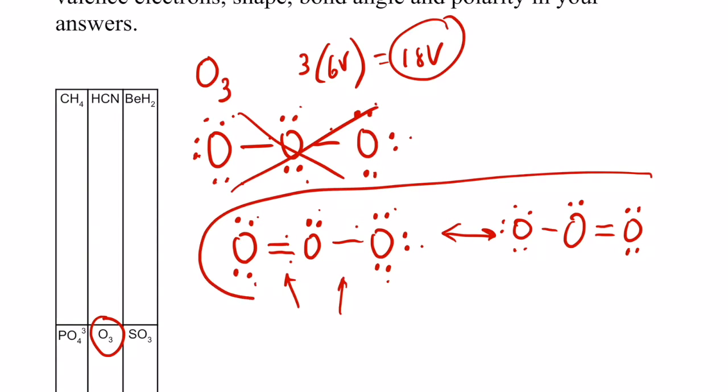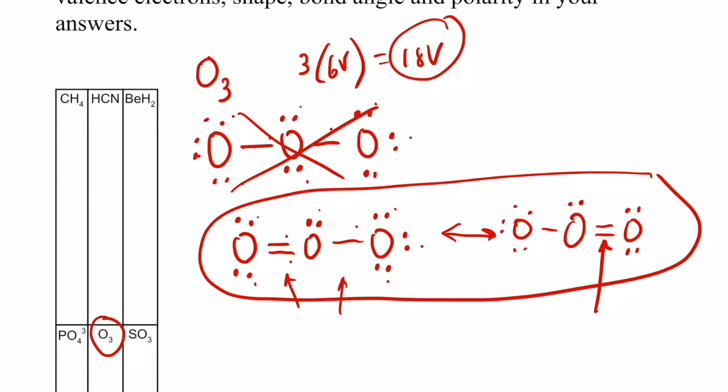So this would be the Lewis structure for O3, and it shows resonance. So it's really not a single bond and a double bond. It's really 2 bond and a halves. Now, we have 3 regions of electron density. We have 1 region of electron density here, 1 here, and 1 there around the center atom.